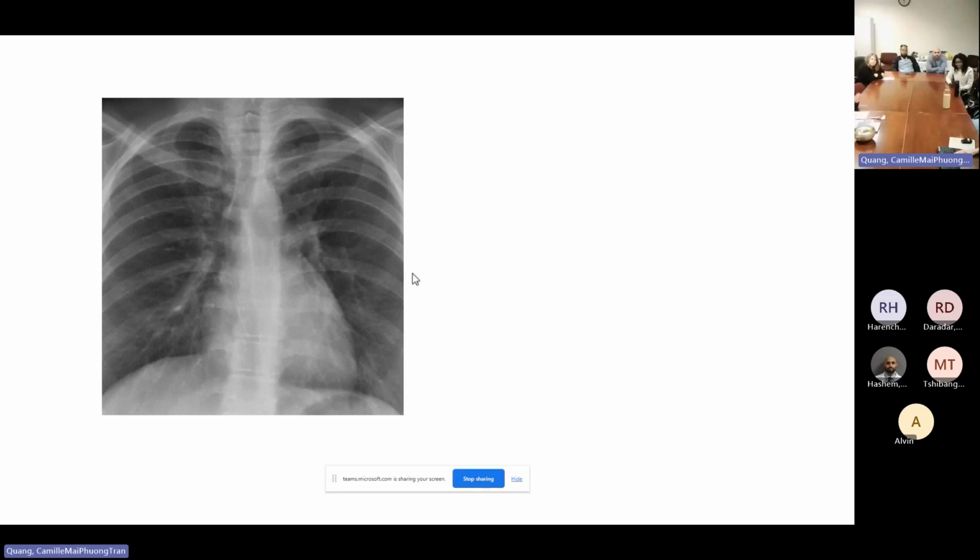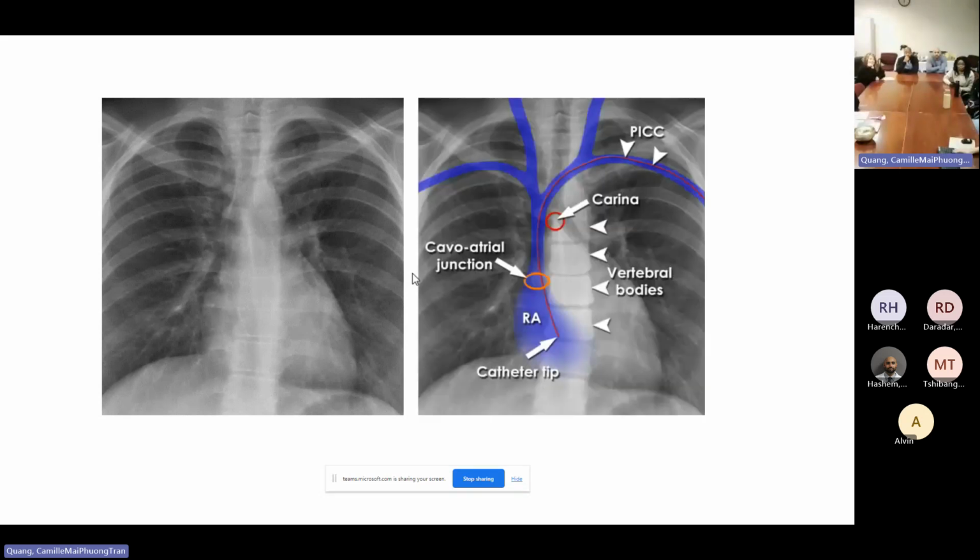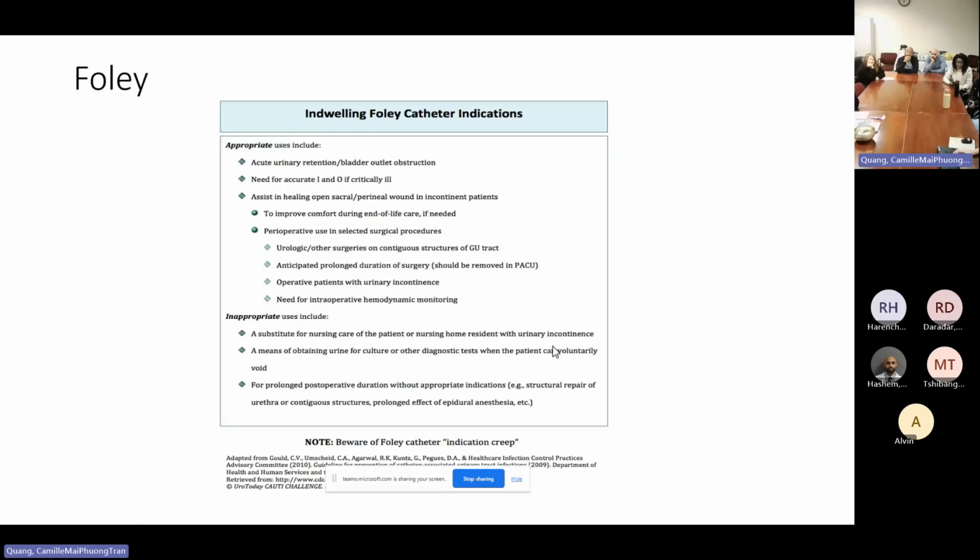What about this? What's wrong with this? Now it's in the right atrium, maybe? It's way too deep. Yeah, now it's all the way down. Way too deep.